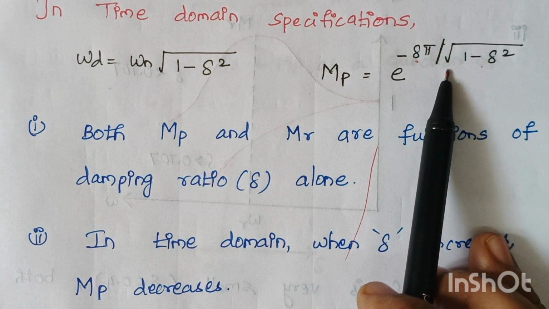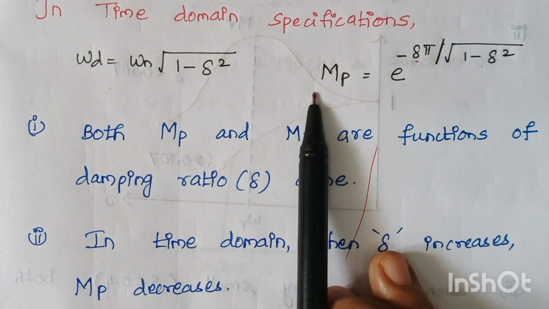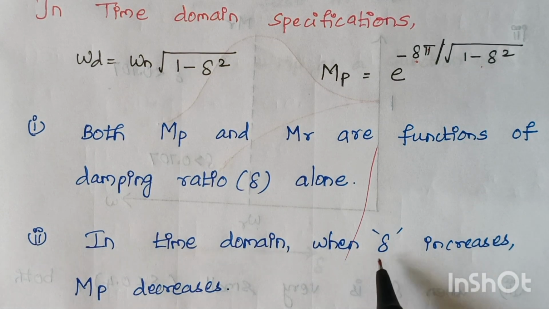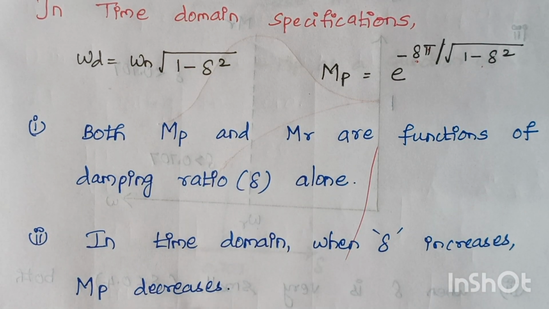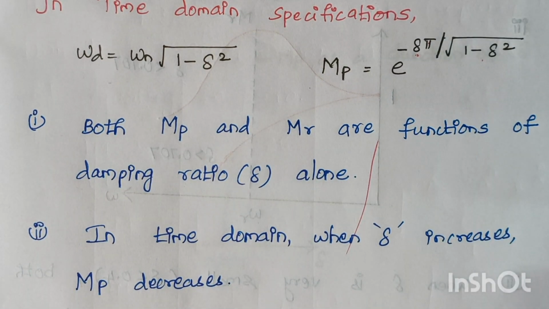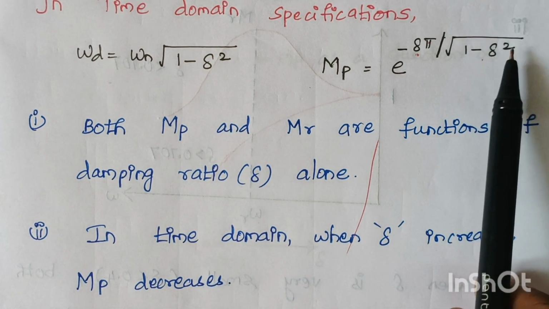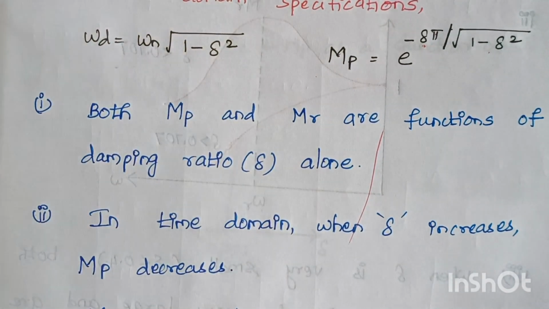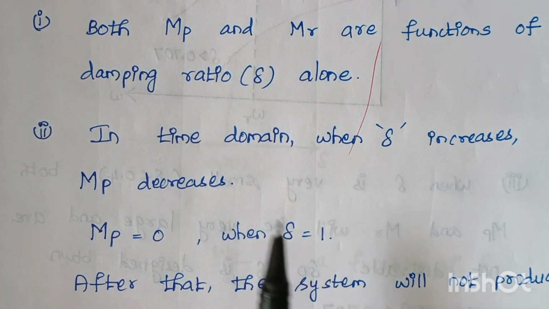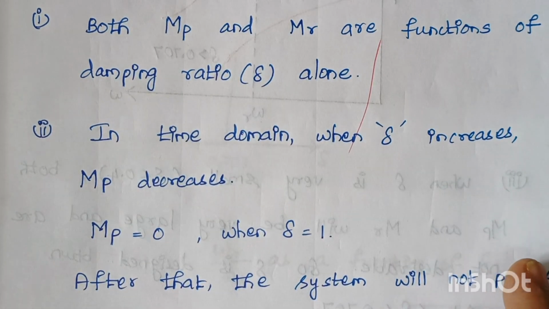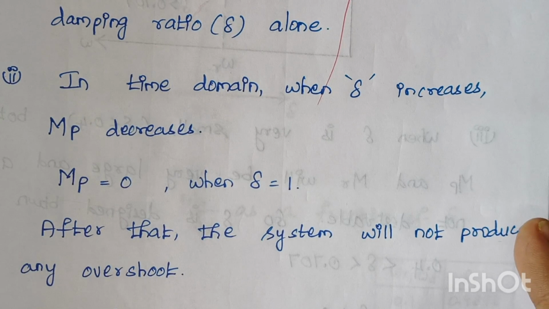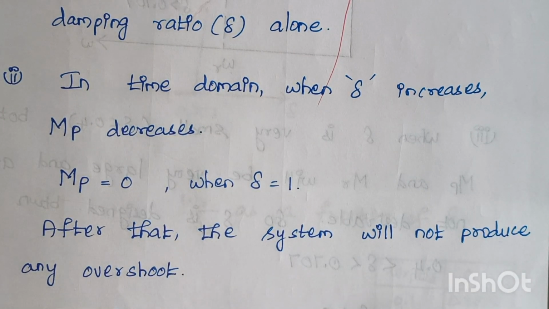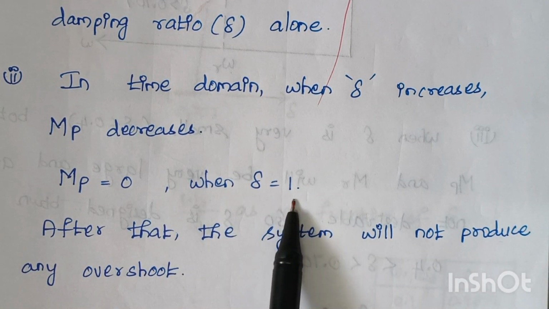You can substitute random values of zeta and check the respective values of MP. Whenever zeta increases, the value of MP decreases. When zeta is 1, MP becomes 0. You can substitute zeta as 1 here and check; these are simple calculations. What it means is that when the peak value is 0, the system will not produce any overshoot. That is, the system won't reach its maximum value again whenever the damping ratio is made 1.